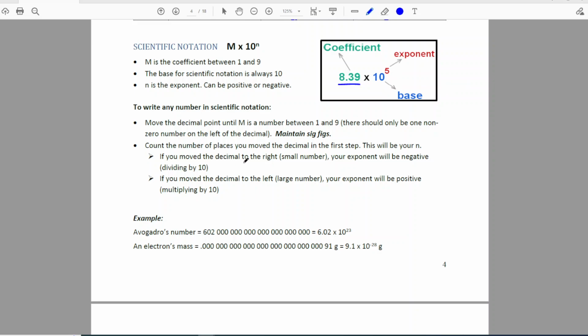If you move the decimal place to the right, in other words, you had a small number, your exponent will be negative, which means you divide by 10. And if you move the decimal place to the left, meaning it was a large number, your exponent will be positive, meaning that you're going to multiply by 10.